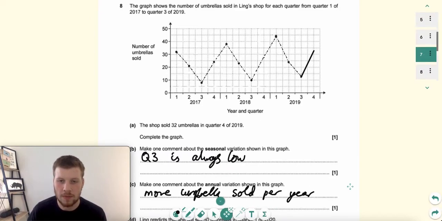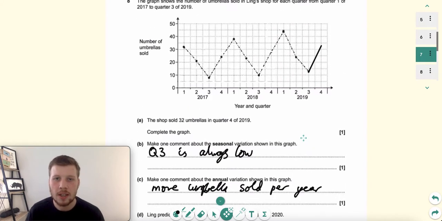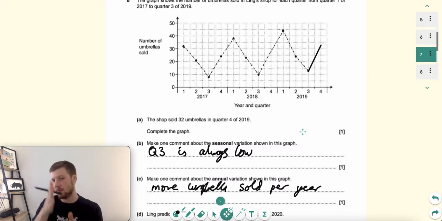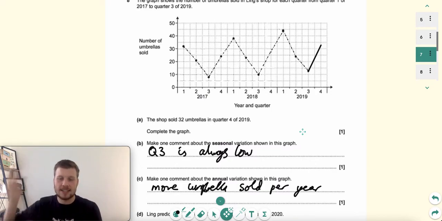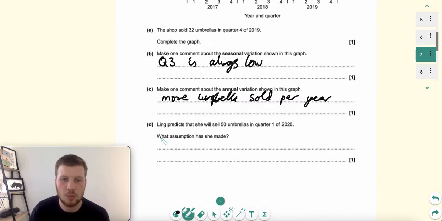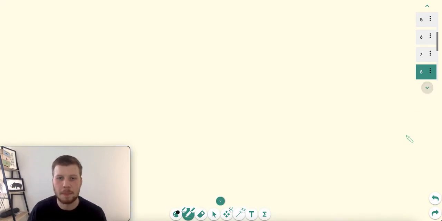So looking down, Ling predicts that she will sell 50 umbrellas in quarter 1 of 2020. What assumption has she made? Well, she's assumed that this trend is going to continue. She's assumed that the trend from 2017 to 18 and 18 to 19 is going to continue on to 19 to 20, so that the trend will continue. And I'm going to call it a positive trend, will continue.